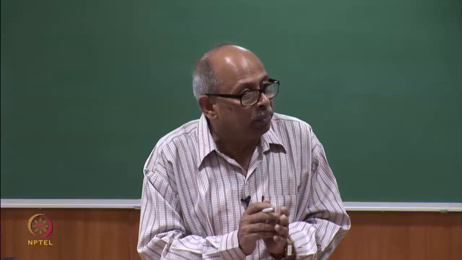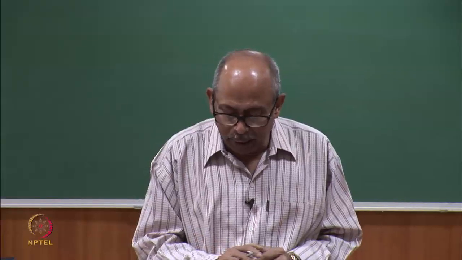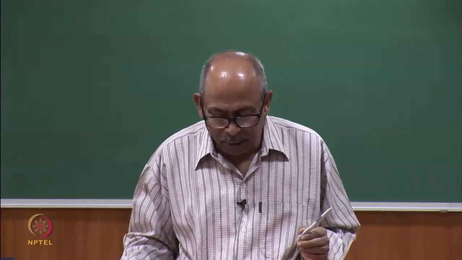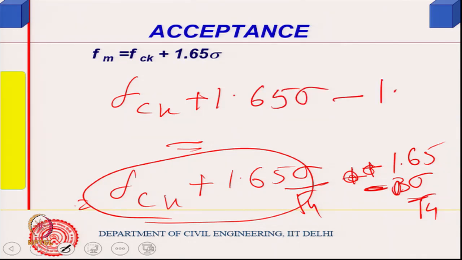If I am taking mean of 4 samples, standard deviation becomes this under root 4, and this also becomes under root 4, right. And if instead of taking 99.9% of the time, I take 95% of the time, my strength should not be falling below this. The point is 95% of the time my mean is this. The least value 95% of the time, my cube strength should be greater than FCK plus 1.65 sigma minus 1.65 sigma, 95% of the time, right.